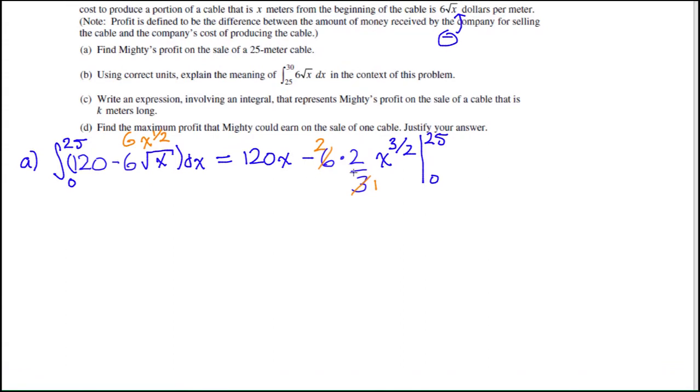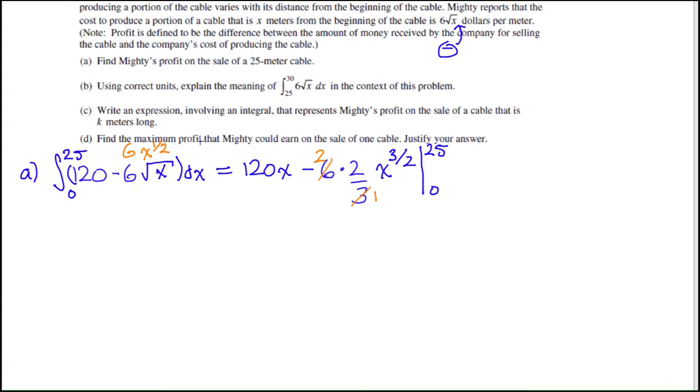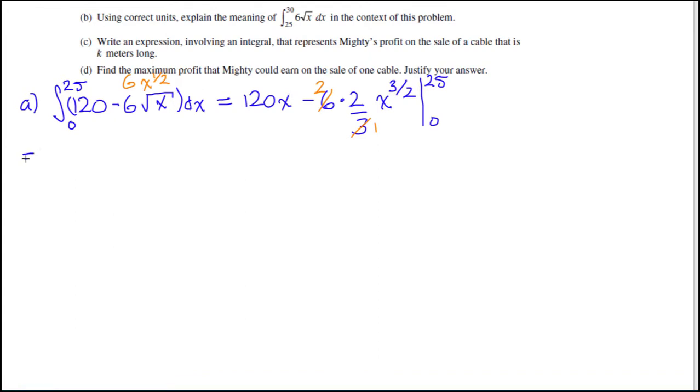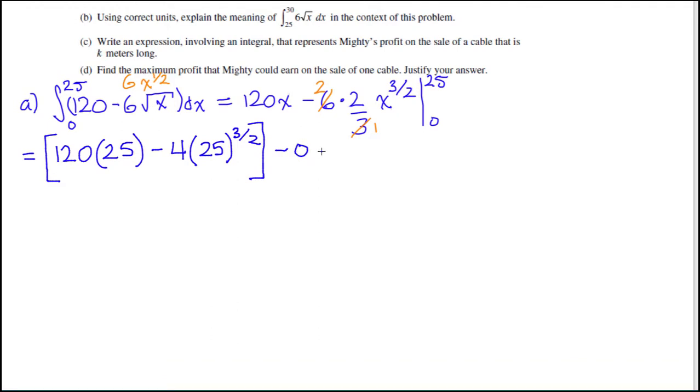All right, now I need to actually do the evaluation. All of these things are pretty short, so I can come down here to the next line. All right, so 120, and I'm going to plug in 25 first, so 25. And I'm going to subtract 4, and then I'm going to plug in 25 to the power of 3/2. This whole thing is when I plug in 25. What happens when I plug in 0? Yep, so minus 0. Pretty straightforward.